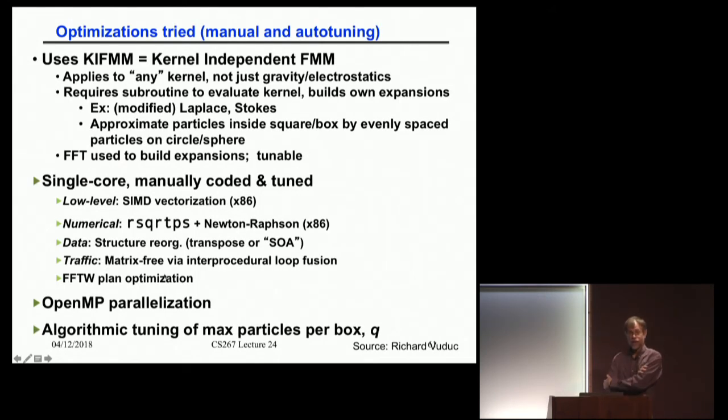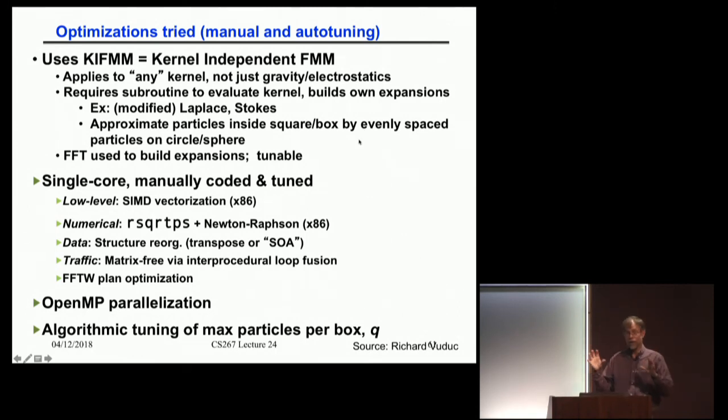So as I mentioned, this is using something called the kernel-independent fast multipole method. It applies to any kernel that looks simpler the farther away you get, not just gravity. And all you need is a subroutine which takes 2 inputs and returns the potential between those 2 particles. For example, there are modifications for Laplace, Stokes potentials, all those things.